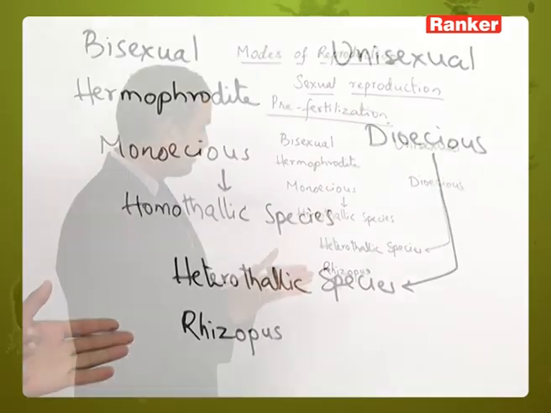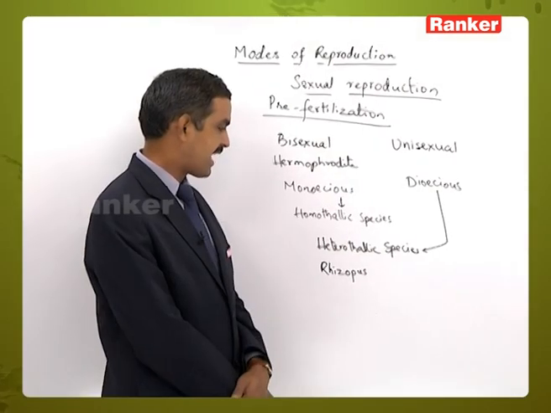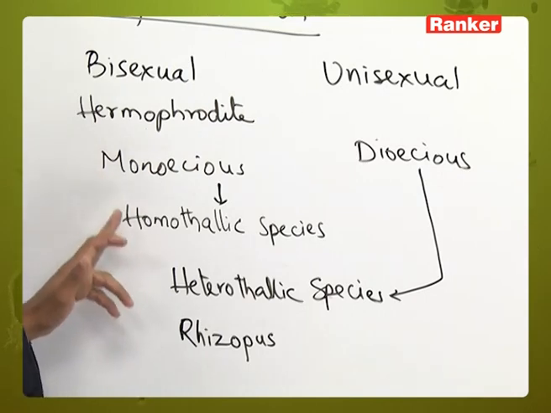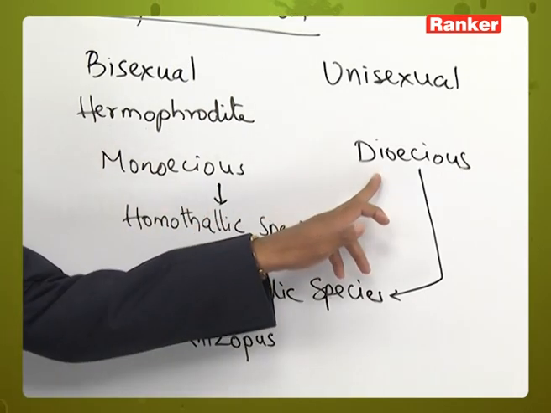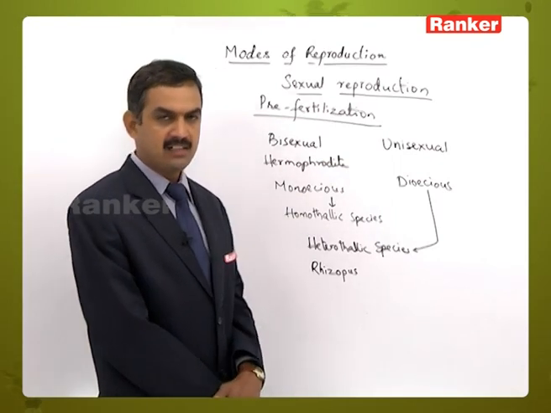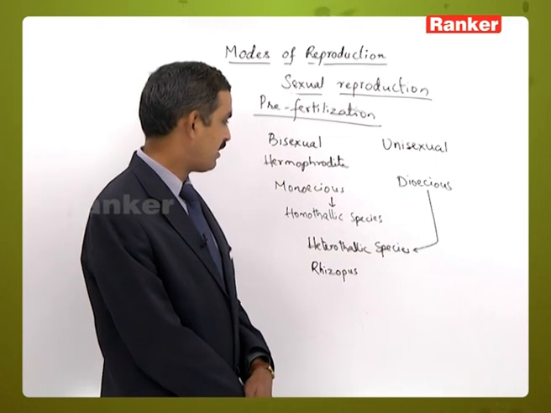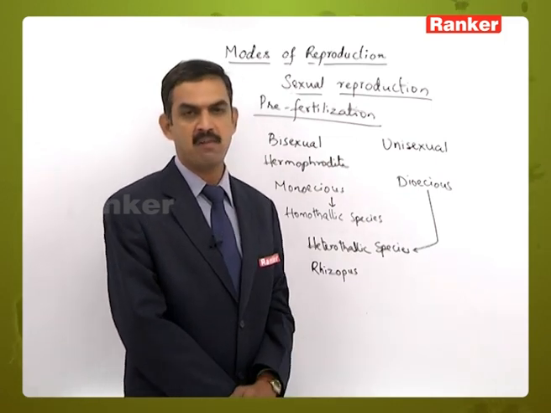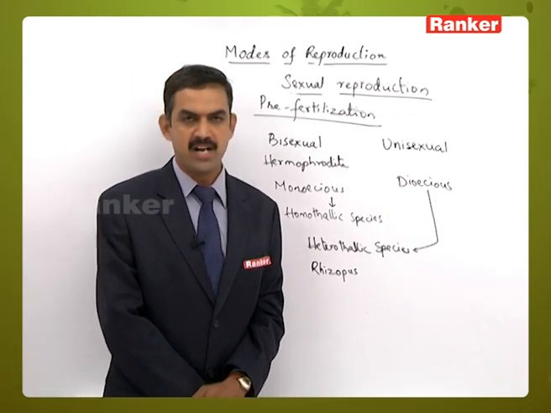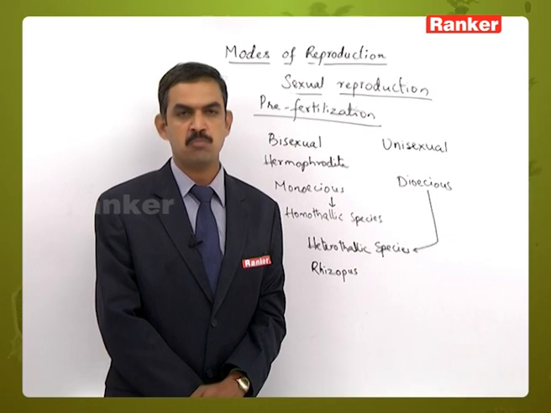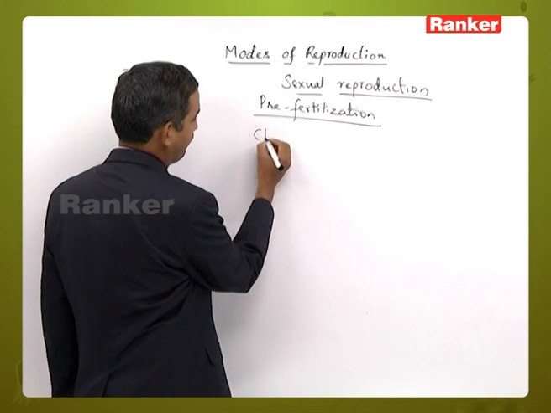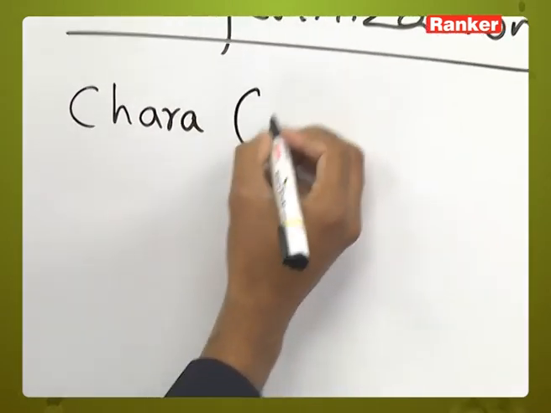So likewise, based on the type of sex organs present on the plant body, they have been differentiated into monoecious in higher plants and homothallic in fungi, and dioecious in higher plants, which is equal to heterothallic in the fungal members. Let us observe this type of deviation by taking some examples of algal members, bryophyta members, and higher plants like gymnosperms and angiosperms. So let's take the example of Chara, which is a marine alga.